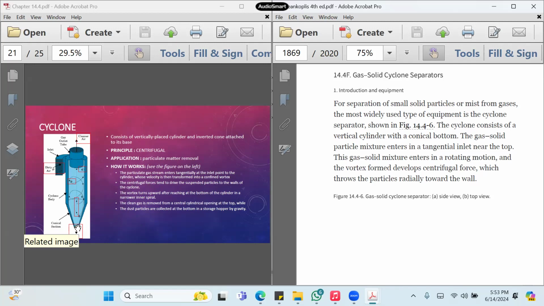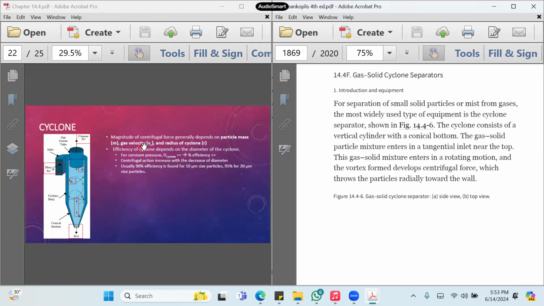Now, the magnitude of the centrifugal force in the cyclone will depend on three factors. Previously we talked about how the mass of the particle and the velocity change the magnitude of the centrifugal force. But now, since we talk about cyclone, the radius of the cyclone will also change the magnitude of centrifugal force.